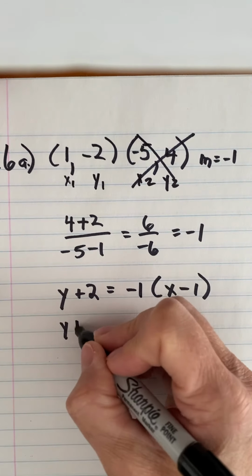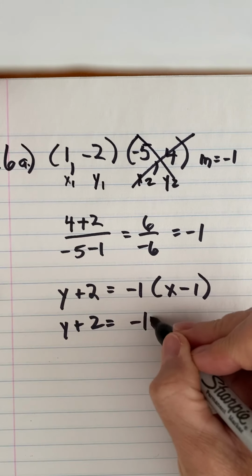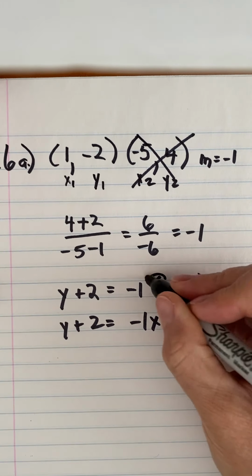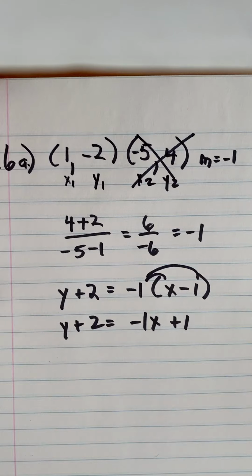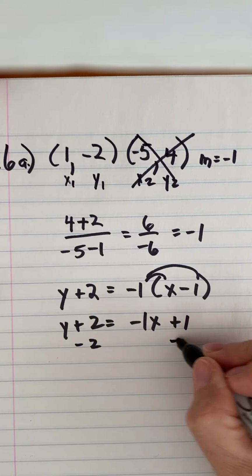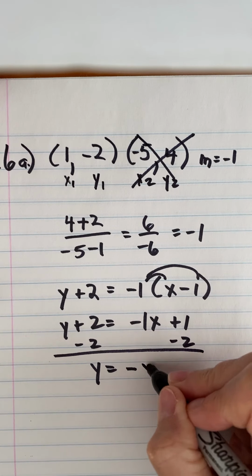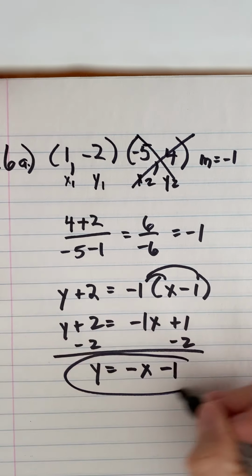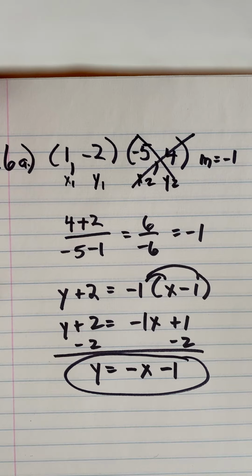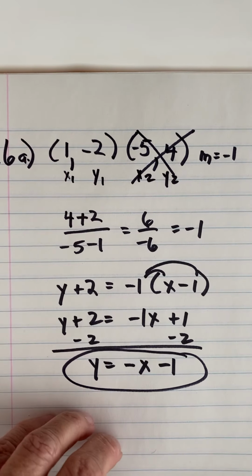So I have to get rid of my parentheses by distributing. Remember, -1 times -1 is 1. And then I have to get rid of this 2, so I subtract it from both sides. And I get y equals -x minus 1. Okay, so that is A. Now, let's look at B.